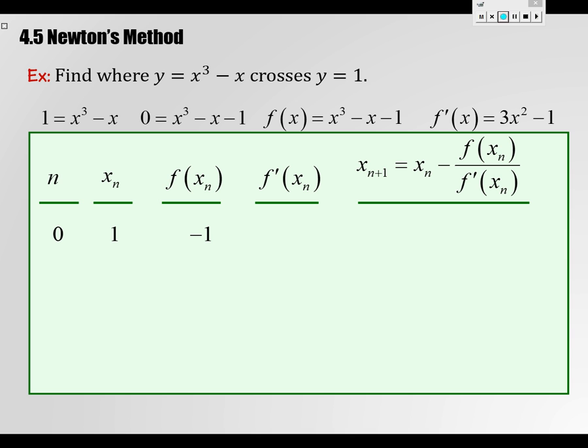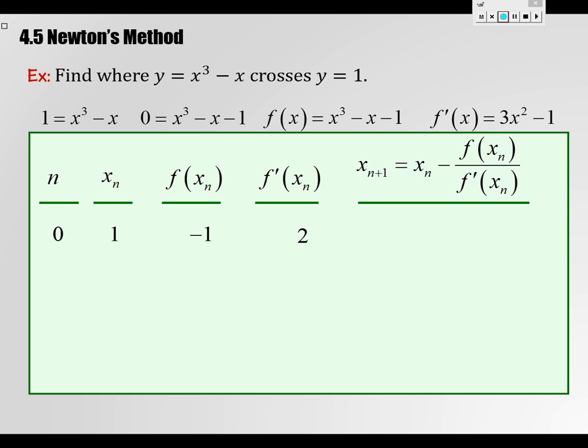We get -1. And we also already know that we're going to need the derivative value at x equals 1 as well. Even without a calculator, I think we can do this first step, right? 1 squared is 1, times 3 is 3, minus 1 is 2. Beautiful.